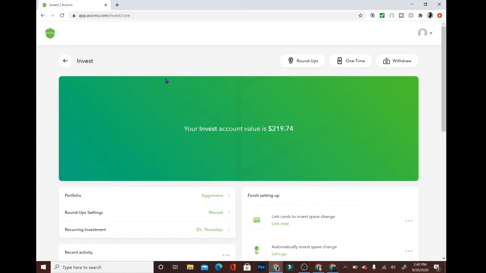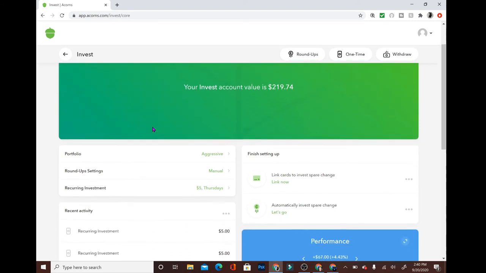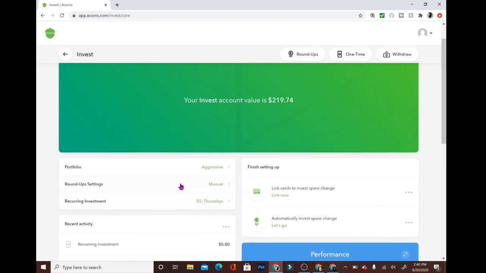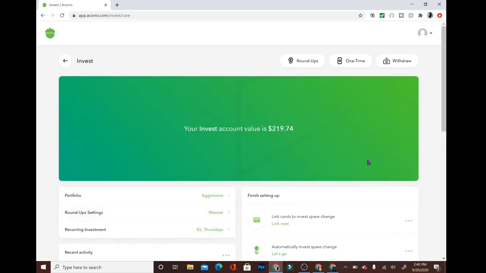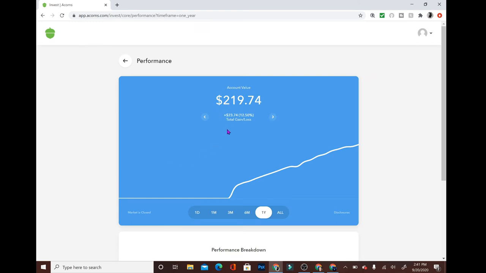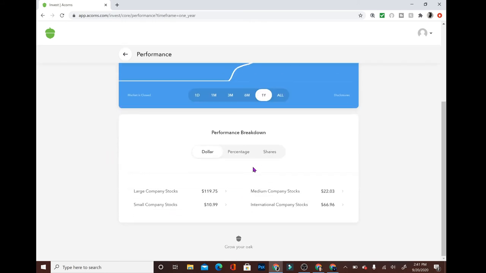And hello, Acorns. Good afternoon. $219.74 of value in this account. I have it set on aggressive manual, $5 going in todos jueves, each and every Thursday, that is, for all of y'all that don't speak Espanol. I have currently gained $23.74 to bring me to my $219.74. If you don't know, you can scroll down and check out the performance breakdown.